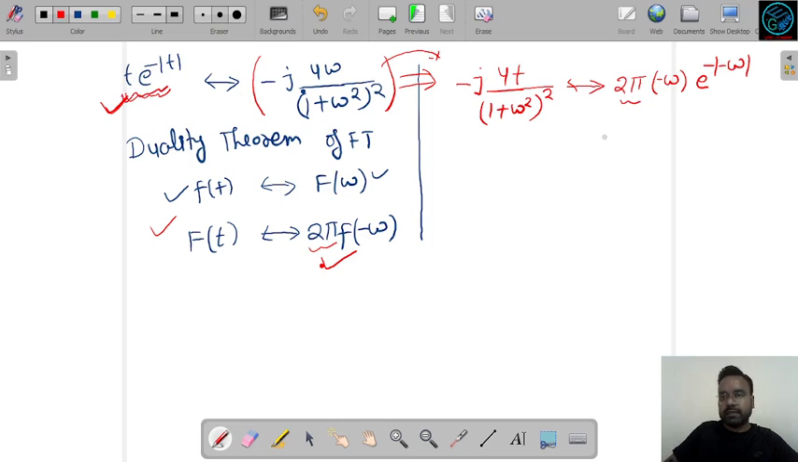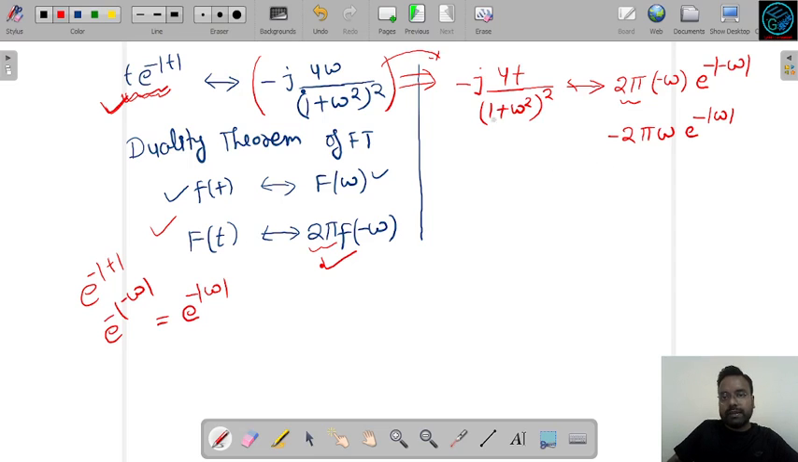Now solve this signal. So this will be minus 2 pi omega and e to the power minus mod of minus omega. This becomes simply mod of omega because e to the power minus mod of t is an even signal. When we replace the variable with minus omega, because of the even signal, this will give you e to the power minus mod of omega. So here we replace e to the power minus mod of minus omega by e to the power minus mod of omega.